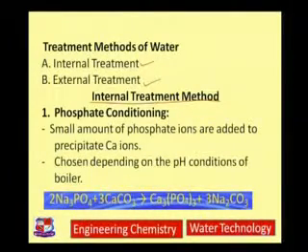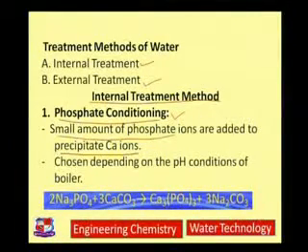The first internal treatment method is phosphate conditioning. Here, the removal of scale or sludge causing problem can happen by adding phosphate. A small amount of phosphate ion, PO4 3- ion, is added which may cause precipitation of calcium ions, and thus scale due to calcium sulfate etc. may be minimized. The phosphate ions are chosen depending on the pH conditions of the boiler.